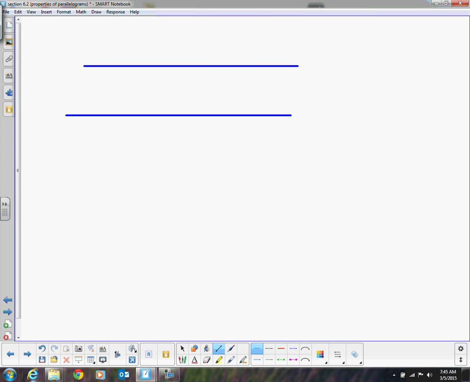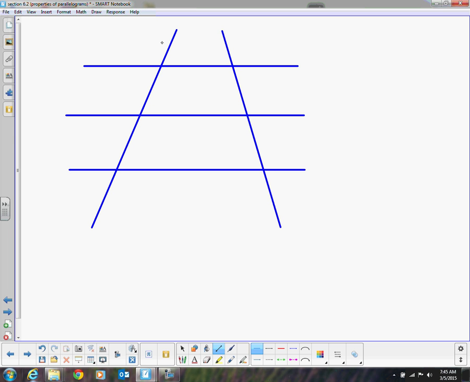We've got parallel lines, okay? Now, what did we learn before? What do we know about if this were, because you worked with these, if this is A and this is B and this is C and this is D, what did you do before? A is to C as B is to D. You did a proportion, correct?